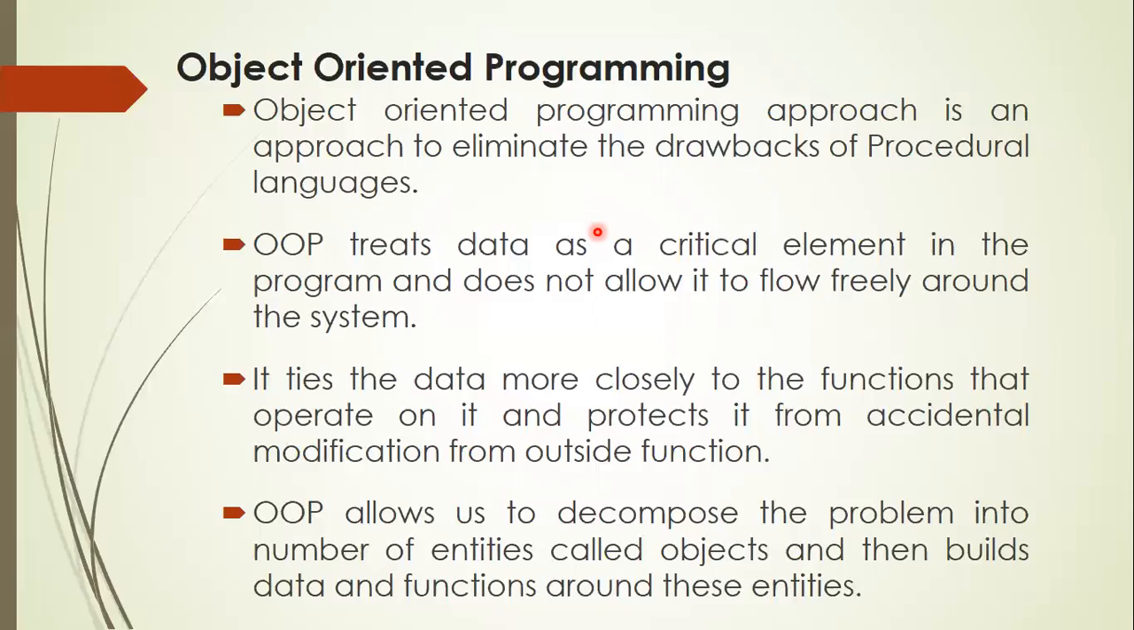Initially, identify the first object, identify the data and the function, and one object is created. Then identify the second object, identify the data for that object and the function for that object. Then you have two objects. Then keep on adding the objects one by one. When you add all the objects, that becomes the complete object-oriented program.